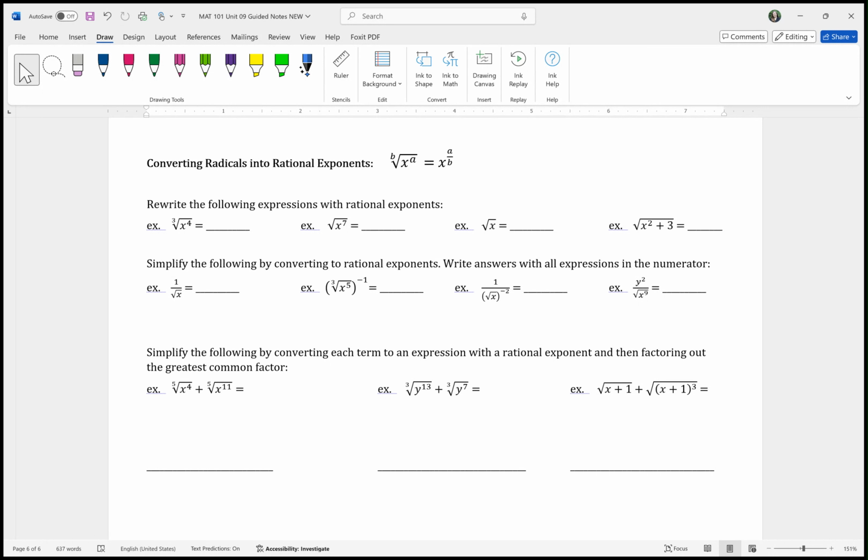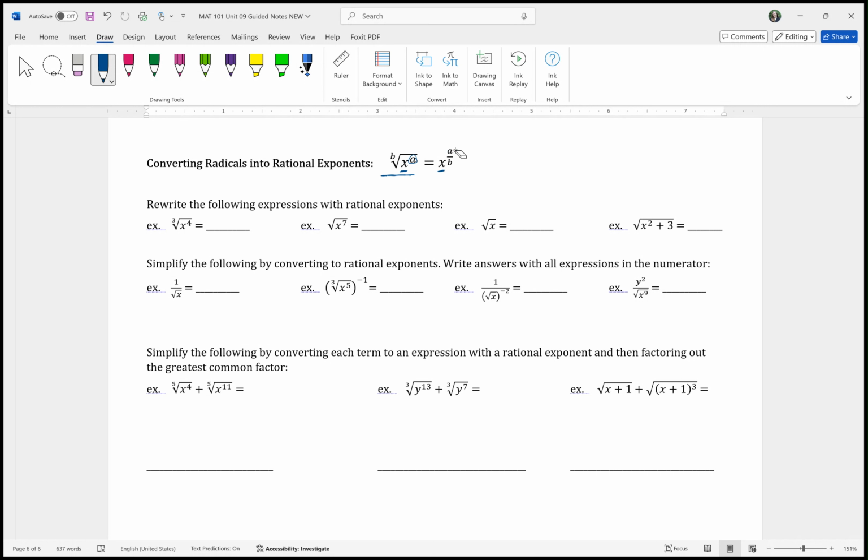Converting radicals to rational exponents, you have, let's say, a radical expression that is the b root of x to the a, okay? A lot of times we'll say the 3rd root or the square root or the 5th root, okay? The way you're going to convert this is you're going to keep that base as the base, and then this a and b, the inside exponent is going to be the numerator of a fractional exponent, okay?